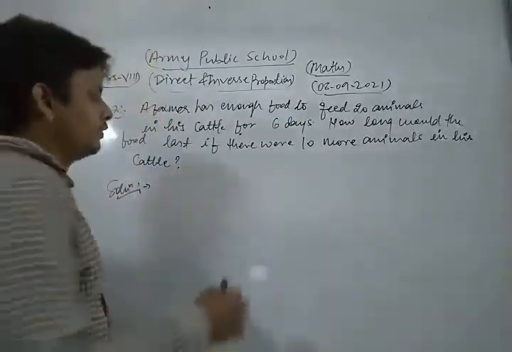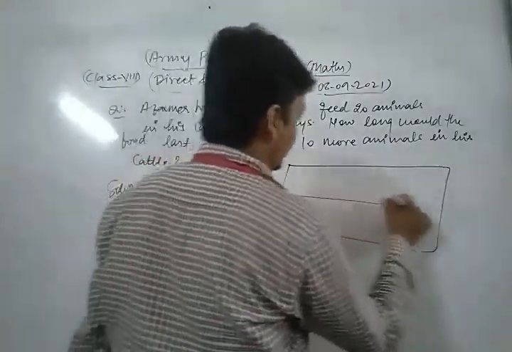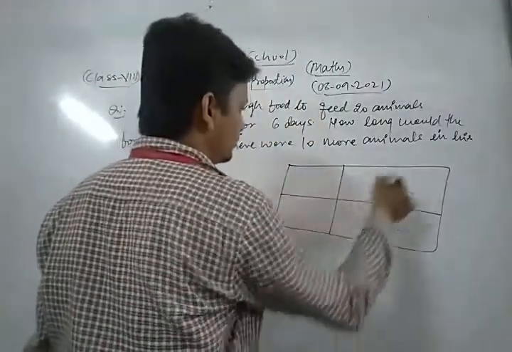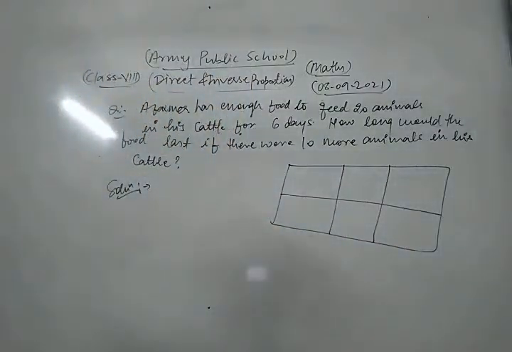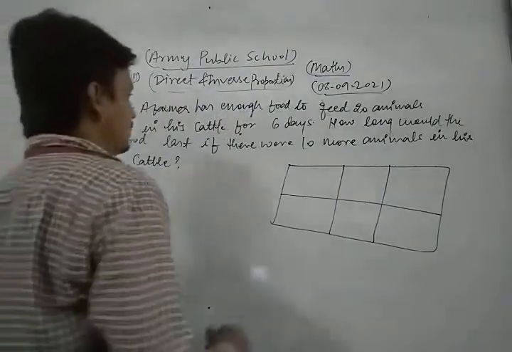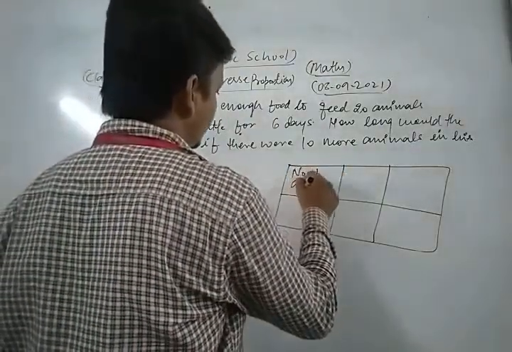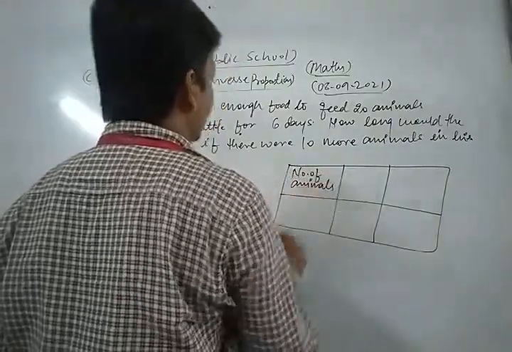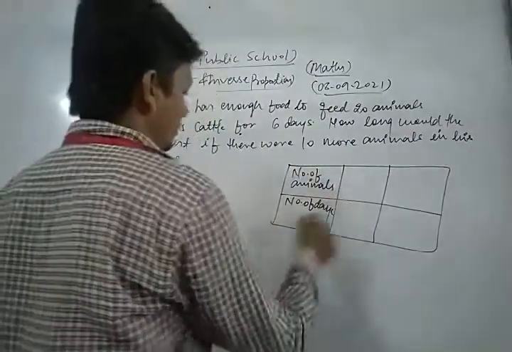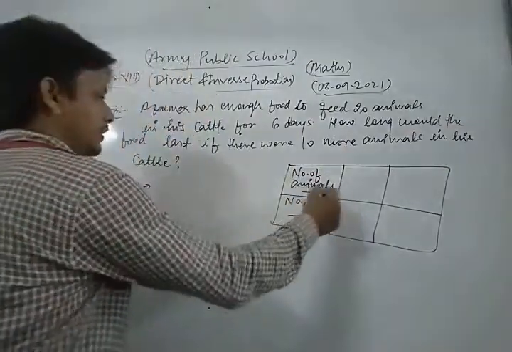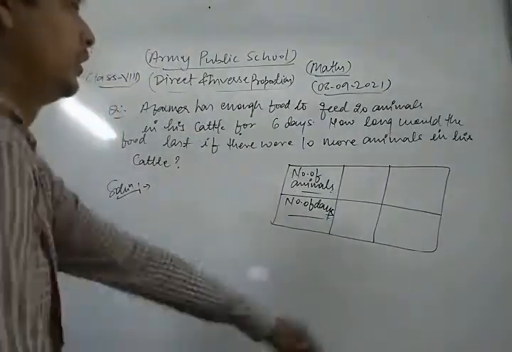So first of all we form a tabulation in this way. We prepare a table and arrange this question in table form. So look, here a farmer has enough food to feed 20 animals. So this is the number of animals, and now we write here the number of days.